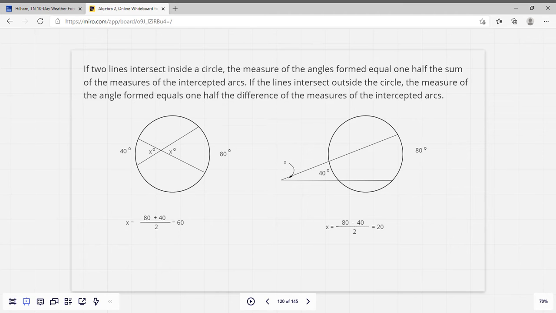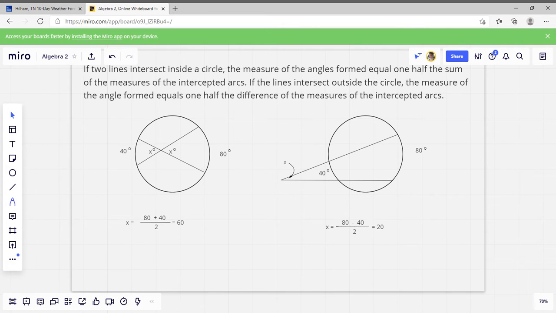All right, so if two lines intersect inside a circle, the measure of the angles formed equals 1/2 the sum of the measures of the intercepted arcs. If the lines intersect outside the circle, the measures of the angles formed equal 1/2 the difference of the intercepted arcs. All right, so that sounds complicated, but it's not.